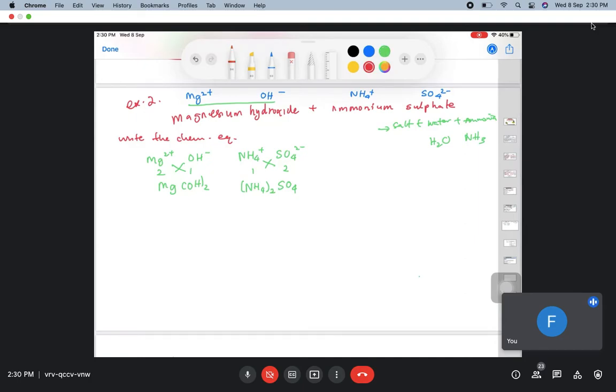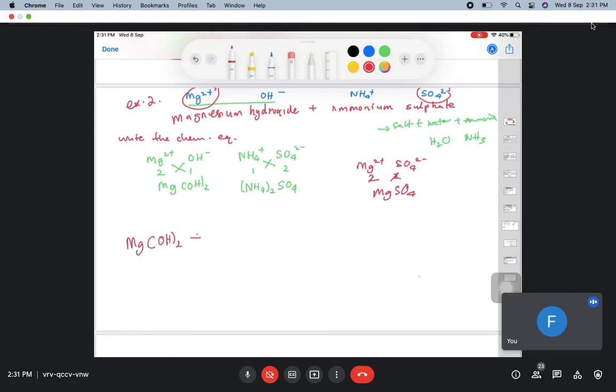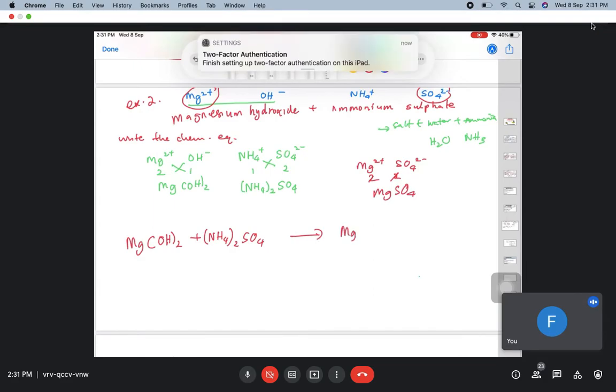So where does the salt come from? The salt will come from magnesium sulfate. So Mg2+ and SO4 2-, the 2 and 2 cancel out, giving MgSO4. Next, you just write down the equation. Mg(OH)2 plus (NH4)2SO4 will produce MgSO4 plus H2O plus NH3. Now you just have to balance it.